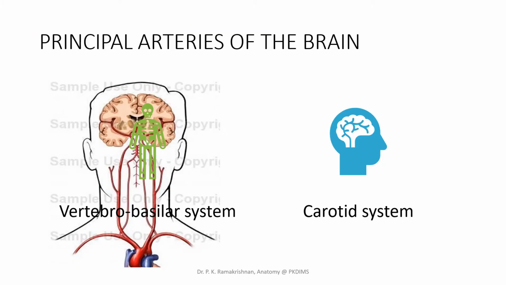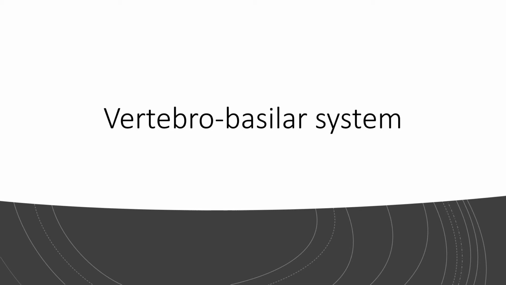The brain is supplied by the paired internal carotid and vertebral arteries via an extensive system of branches. In other words, we can say that the brain is supplied by two systems of arteries: the vertebral system consisting of a pair of vertebral arteries and the carotid system consisting of a pair of internal carotid arteries. First, we will see about the vertebral system, otherwise called as the vertebro-basilar system.